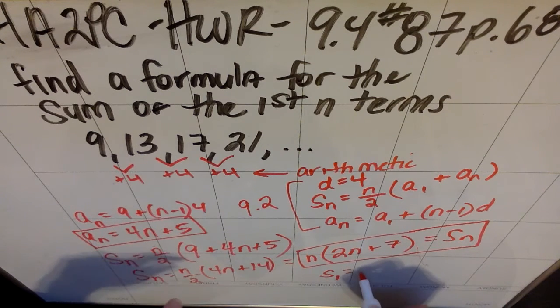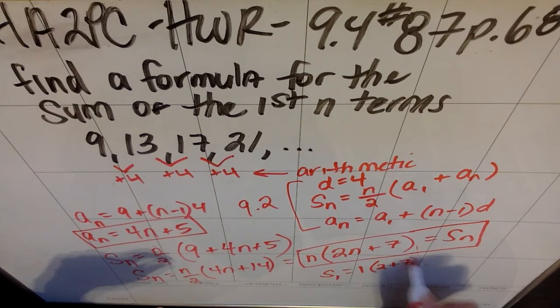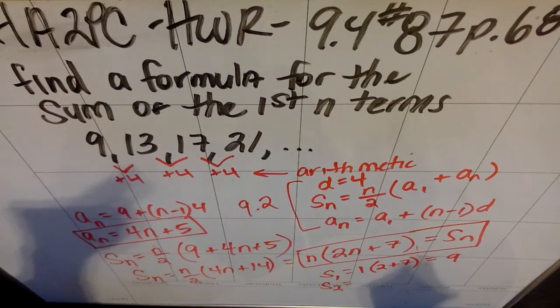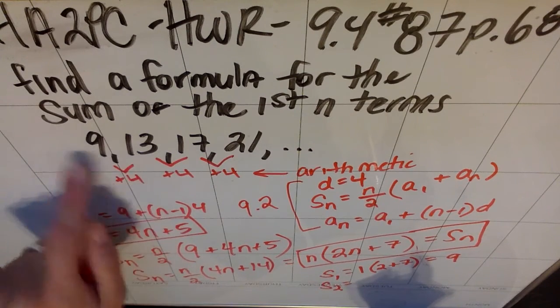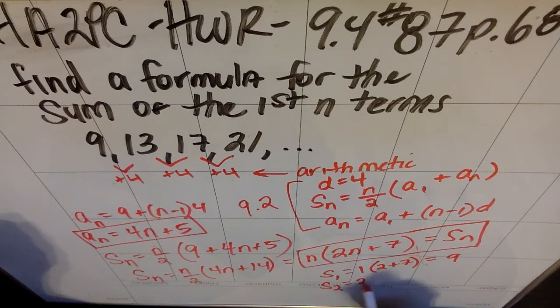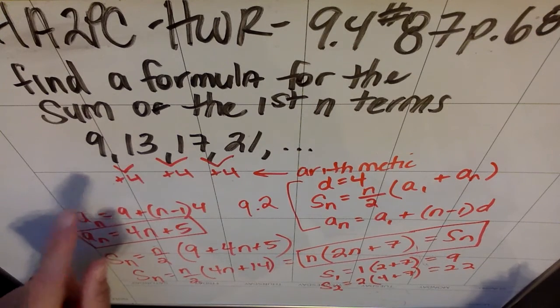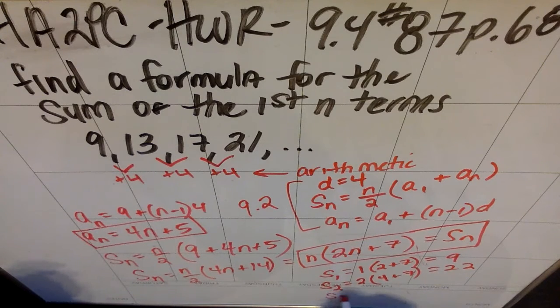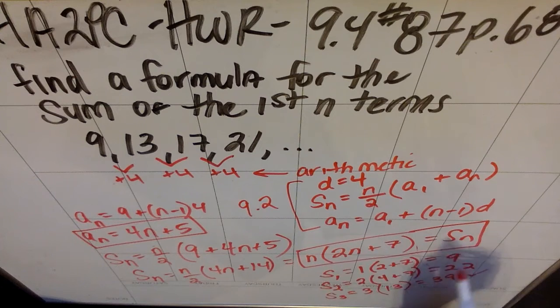S sub 1, based on my formula, should be 1 times 2 plus 7, which is 9, and that's correct. If I only sum the first term, I'd only get 9. S sub 2 should come out to be 22, because it should be 9 plus 13. If I try that, I get 2 times 4 plus 7, and sure enough, I get 22. So far it's panning out. S sub 3 should be that 22 I already got, plus another 17, so it should be 39, and we can check that. S sub 3 would be 3 times 13, and sure enough, 3 times 13 is 39. So that's my formula right here. Again, my S sub n is n times the quantity 2n plus 7, or you could have used a different version that is simplified more or less.